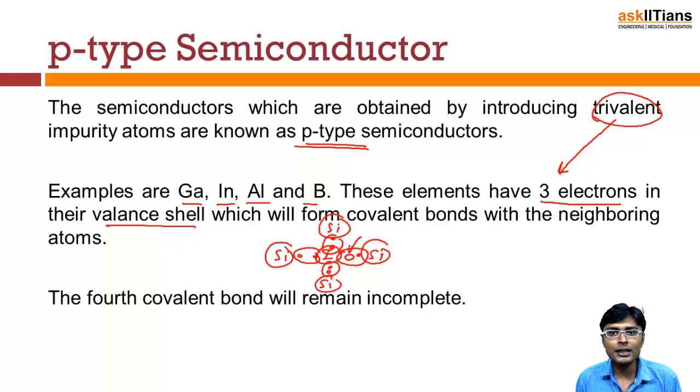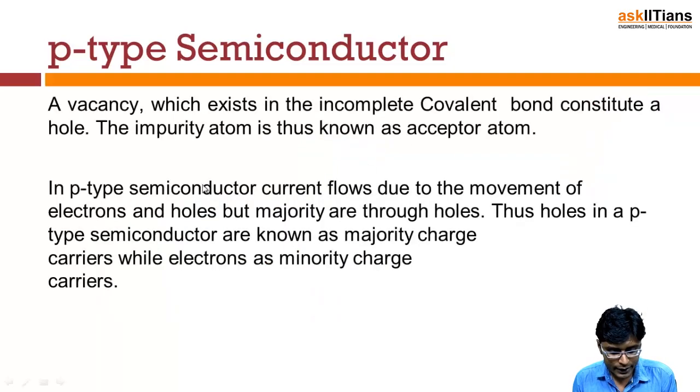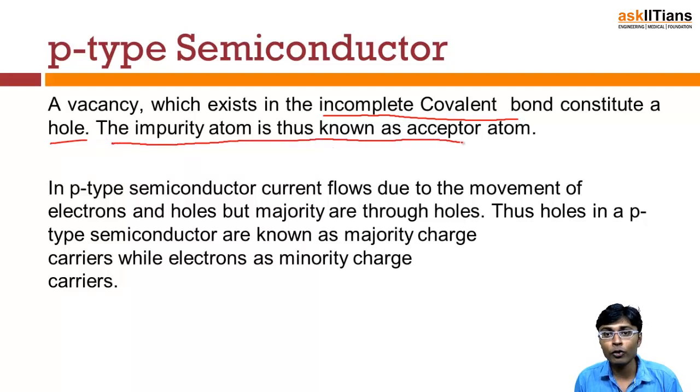and we know that the vacancy of an electron is termed a hole. So we can say that the fourth covalent bond will remain incomplete, and therefore there will be a hole in its structure. This vacancy, which exists in the incomplete covalent bond, constitutes a hole, and the impurity atom is known as an acceptor atom. Therefore these types of impurity atoms are known as acceptors.